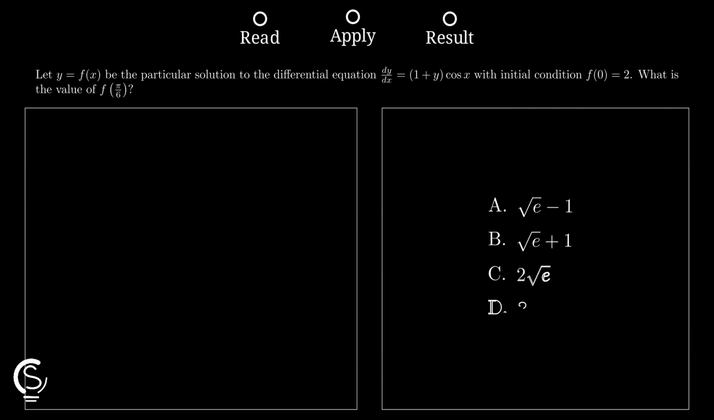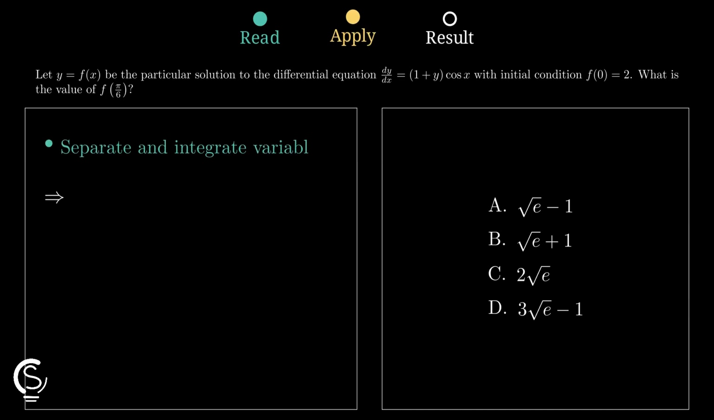First, separate variables by moving y terms left and x terms right. Integrating 1 over 1 plus y yields the natural log of absolute y plus 1. Next, integrate cosine to get sine and add constant c.